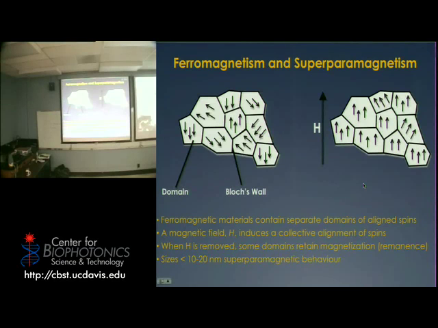So you have many, many domains. Inside a single domain, all the spins are aligned in a certain direction, but every domain is independent from the other. When you apply a magnetic field, all the domains align in the same direction, and typically when you remove the field, they stay aligned in the same direction.